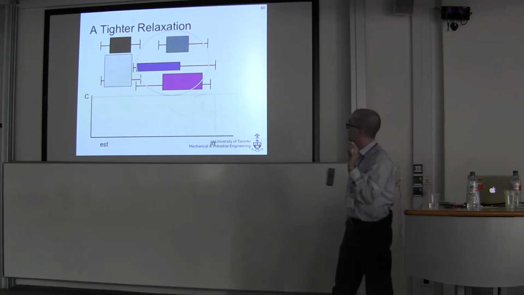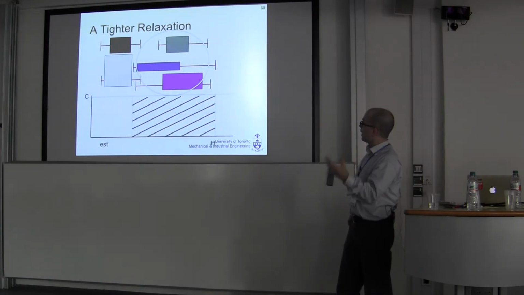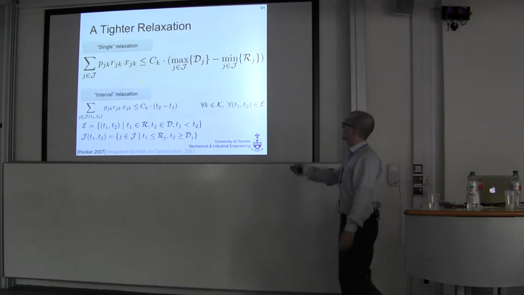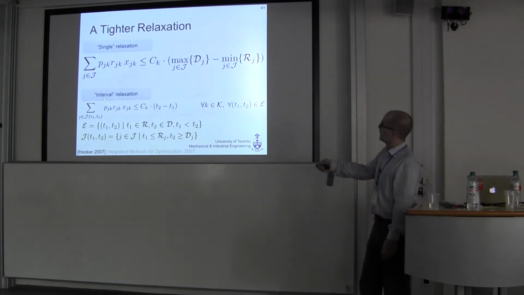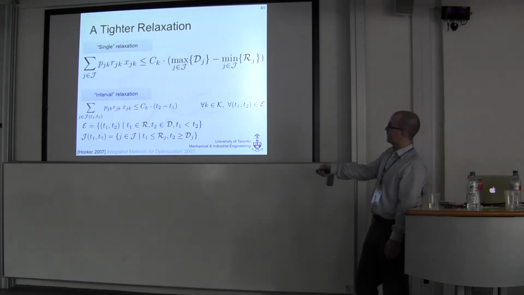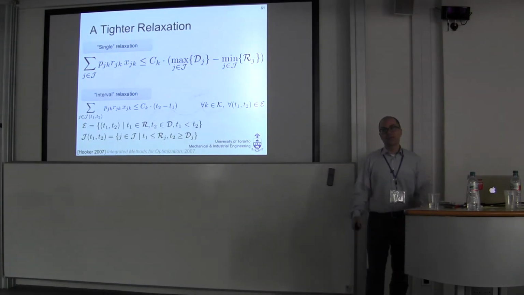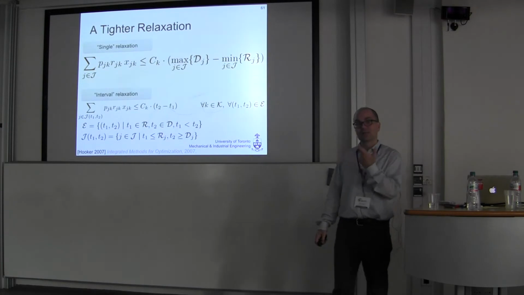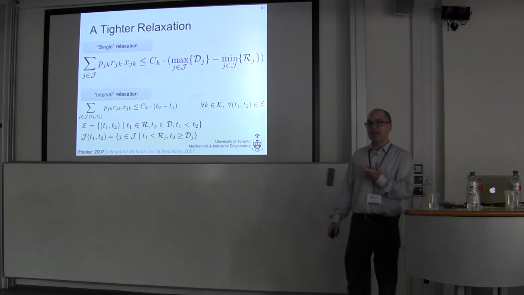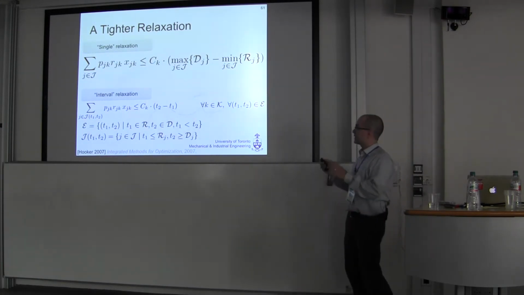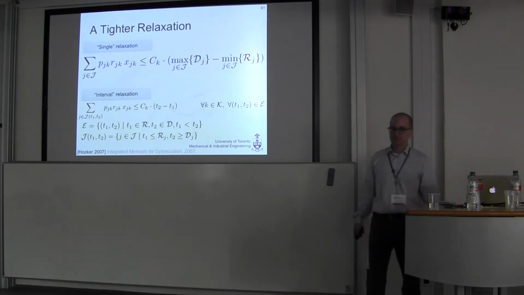In fact, I think I have it here. So the single relaxation, this is what we saw before. This relaxation is going to look at all pairs, so all the jobs that have to execute between T1 and T2, and those are the ones where T1 is less than or equal to the release date, and T2 is greater than or equal to the due date. So we know that this job is fully within my interval, so all of its capacity is going to have to be used. And so that's what we call the interval relaxation.